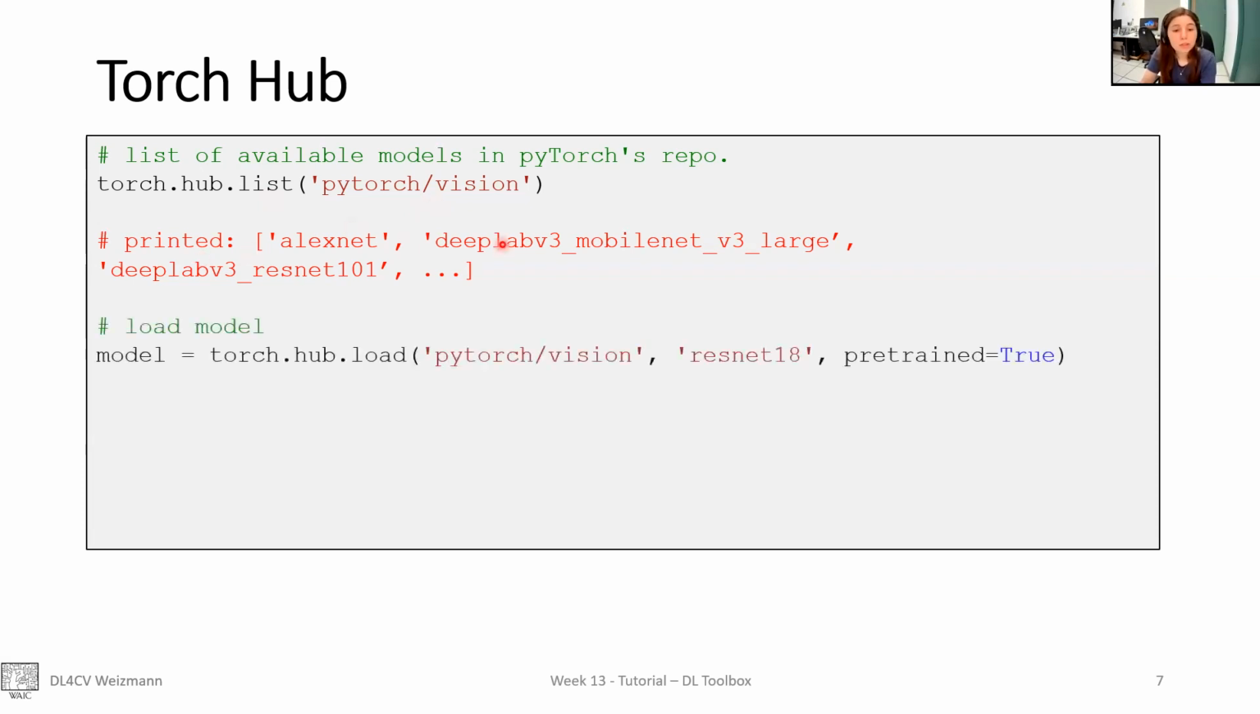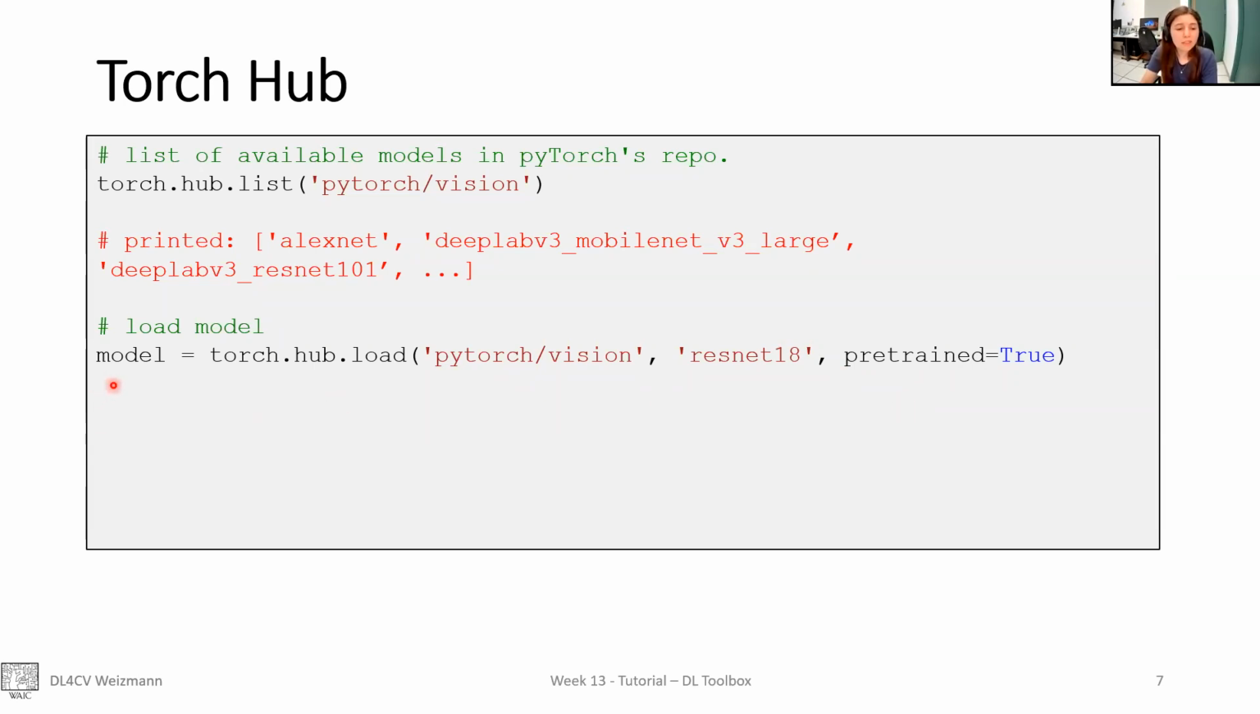Then after you've chosen the model that you want to load, for instance, in our case, the ResNet18 model, all you have to do is use the torch.hub.load command, given the current repository and the name of the model you want to use, and of course to specify if you want it pre-trained or not. In this case, we're loading a ResNet18 model which is pre-trained on ImageNet.